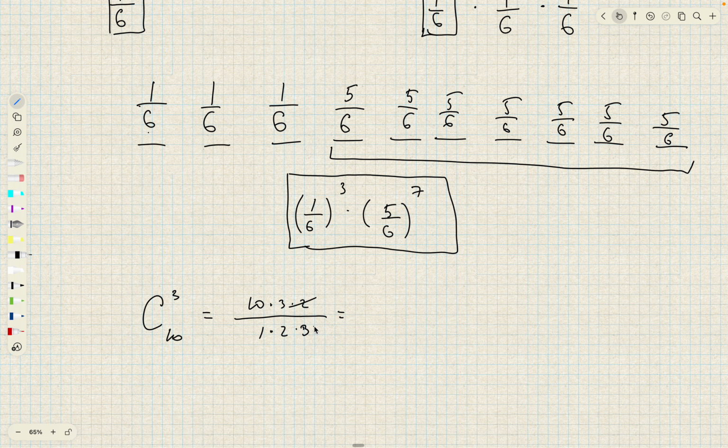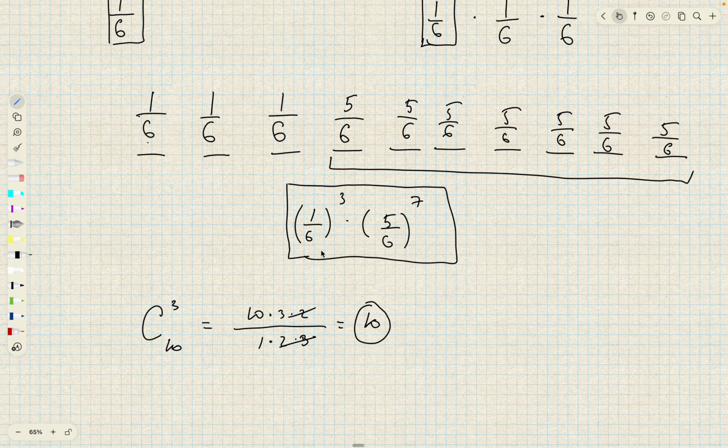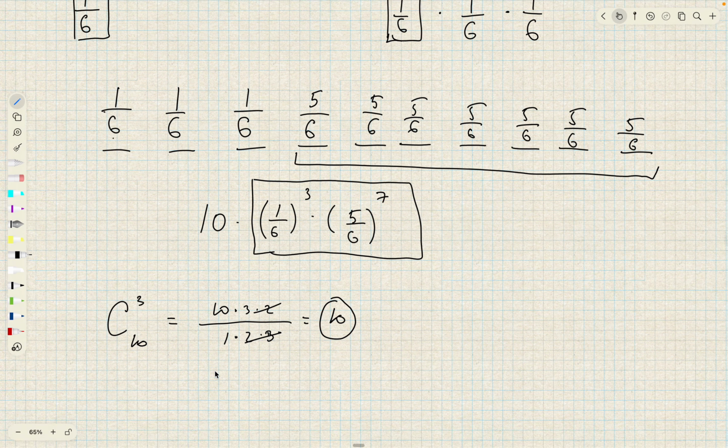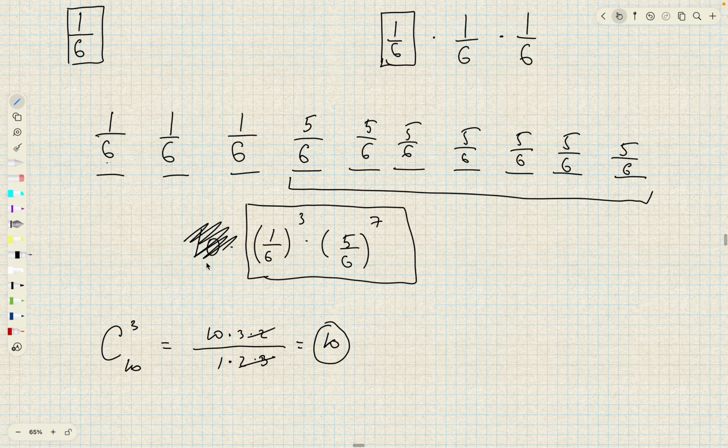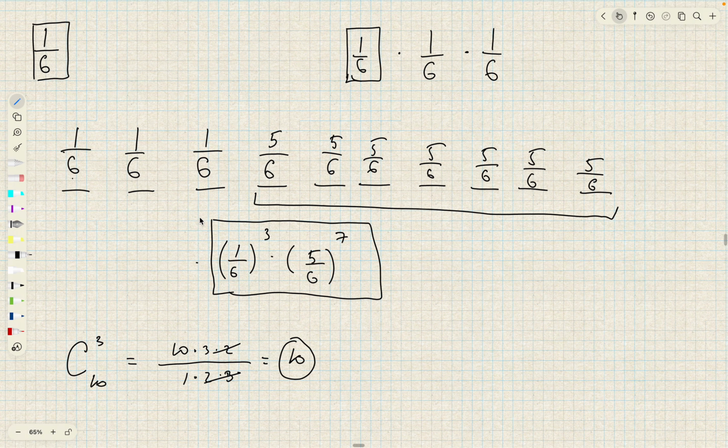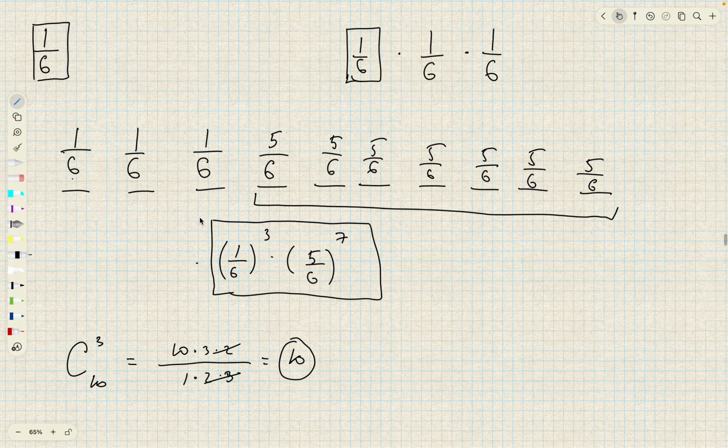And we'll get these, and we are left with the answer 10. And simply we multiply this probability by 10. Why are we multiplying it by the 10? Because, for example, let's say the 10 is not here. We just want to do it without the 10.